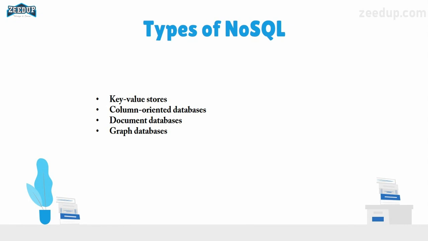The second is the column-oriented databases. The column-oriented databases store the data in the form of columns, and it is kind of similar to the table-like structure, but it is different. Some examples include Cassandra, HBase, Hypertable, etc.